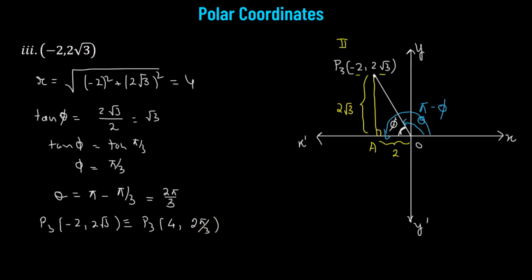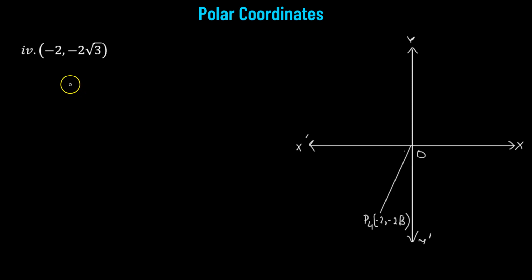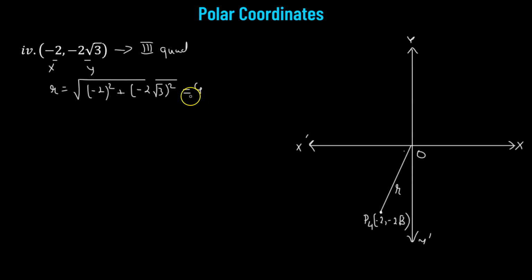Now let's do the final problem. In part 4, we have the Cartesian coordinate (-2, -2√3). This corresponds to a point that lies in the third quadrant, because in the third quadrant both the x and the y coordinates are going to be negative. So this is depicted in the graph here. First we will try to find the value OP4. So OP4 corresponds to r. Our r value is simply the square root of (-2)² + (-2√3)². This is equal to 4 units.